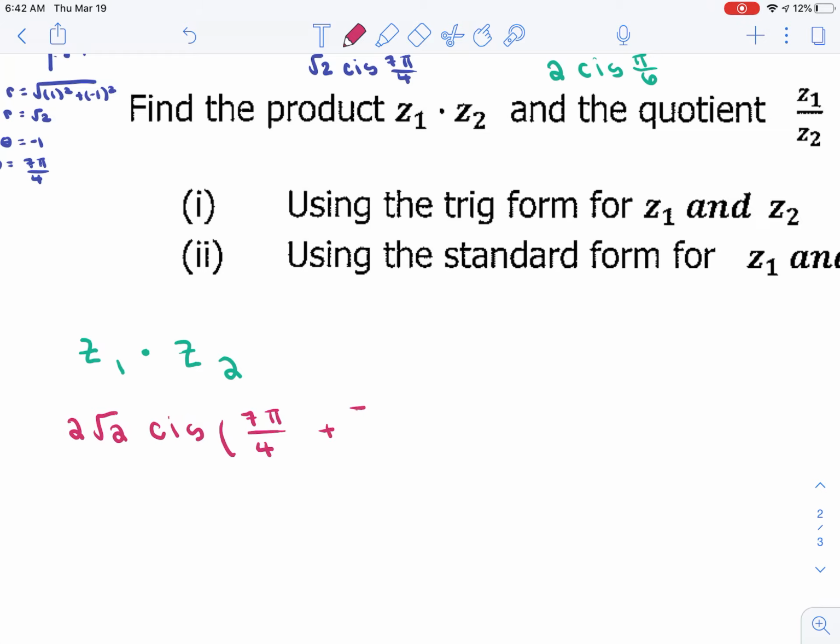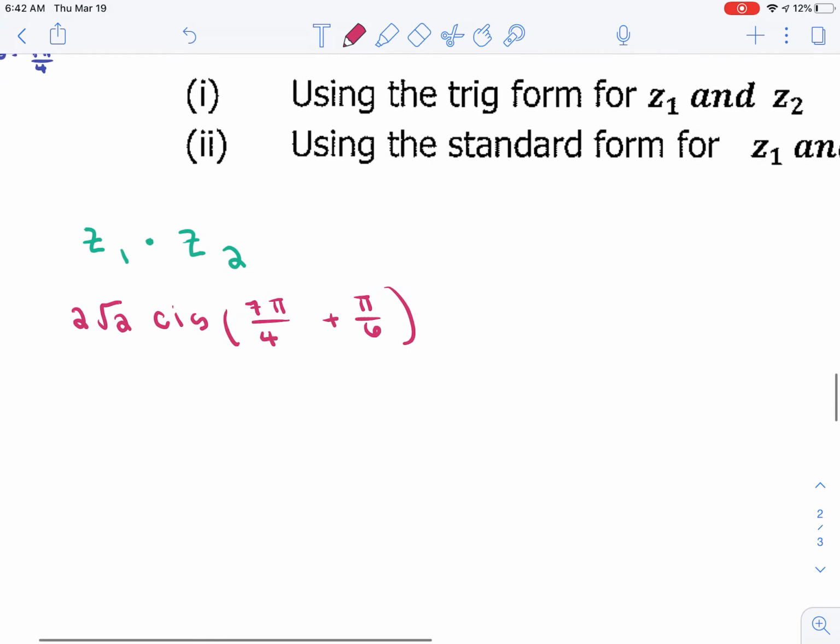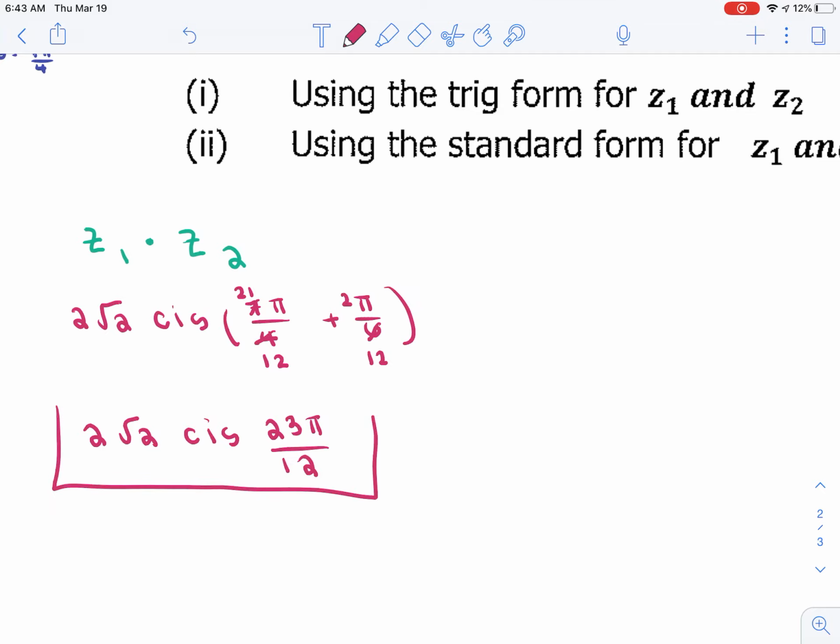And then we are going to add pi over 6. So to do that, we'll need a common denominator. We can make this a 12, which makes this a 21. And then we can make this a 12, which would make this a 2. So we end up getting 2 root 2 cis, and then this would be 23 pi over 12. And then again, that would be your trig form answer.